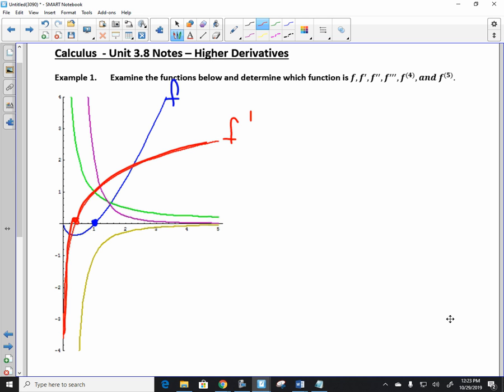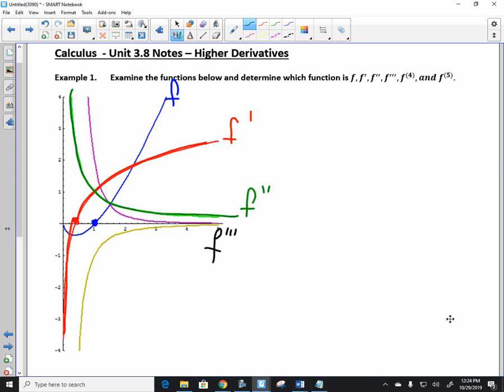What can you tell me about the slope of F prime? It's always positive, so therefore its derivative must be sitting above the x-axis. So therefore it's either the green or the purple. Which one is it? Why is it the green? Yep. That is F double prime. So what's F triple prime? Yep, the puke colored one.